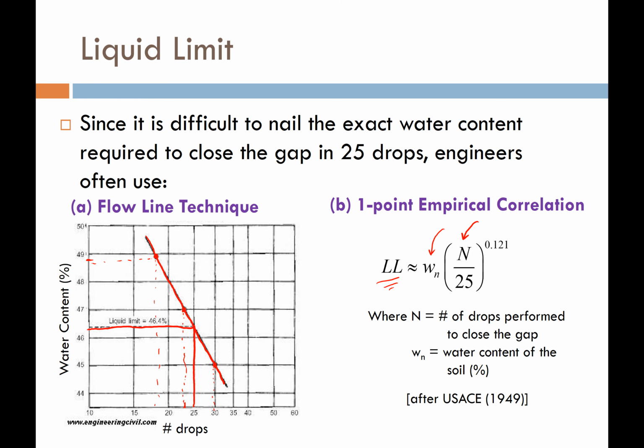This relationship was developed from hundreds and hundreds of actual liquid limit tests on different soil types, but you need to be aware that this is an approximation. It's a statistical relationship. It's empirical. It's not an actual or precise estimate of the liquid limit.